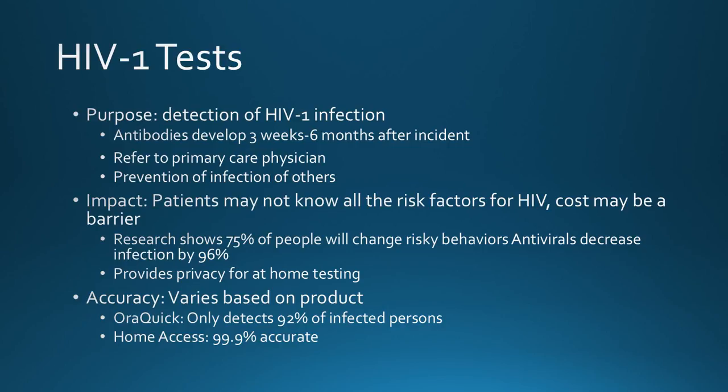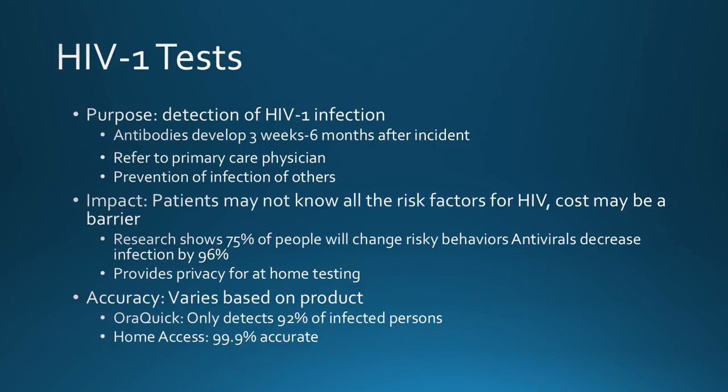Accuracy for these tests can vary based on product. Our OraQuick test only detects 92% of infected persons. So you think 92%, that's a pretty good rate. If that were my test result, I'd be pretty pleased. But when you look at it the other way, you can miss 1 in 12 patients who are infected with HIV and continue to propagate that spread.